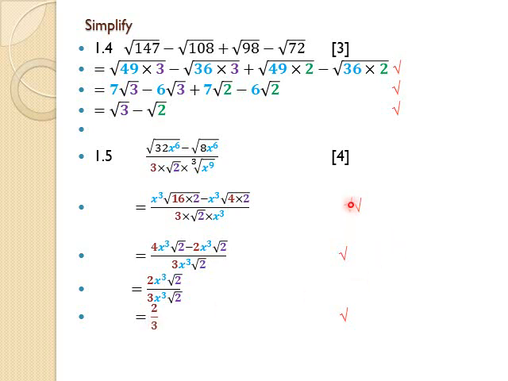So there, 1 mark for correctly getting the perfect squares, and another mark for correctly finding the cube and square roots of the variable x. Here, 1 mark for correctly simplifying, and then 1 mark for my final answer, which gives me your 4 marks.